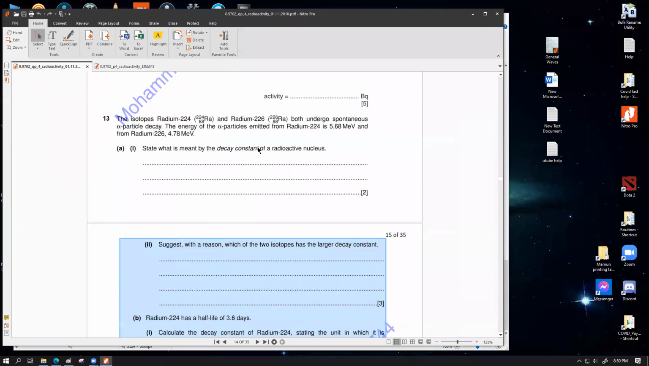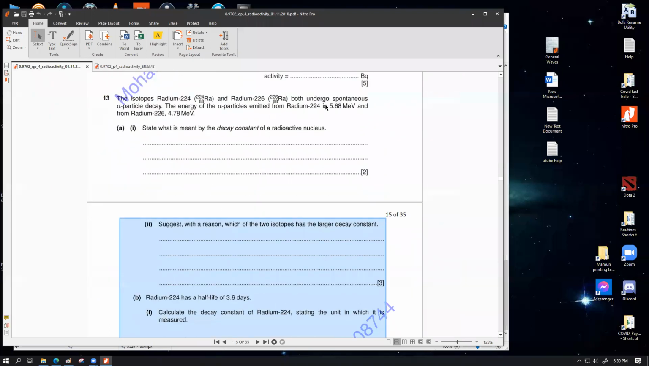So as for this question, you can see that they have said that radium 224 is emitting an alpha particle of 5.68 megaelectron volt, and 226 is emitting 4.78 megaelectron volt. So among these two ionizing radiations, radium 224 is emitting more energetic ionizing radiation, proving that it has a less stable nuclide, which means its activity is higher. I mean, it has a smaller half-life, or it has a larger decay constant. It is more likely to break down compared to the other one.